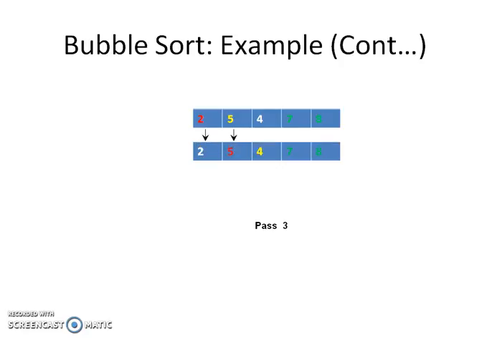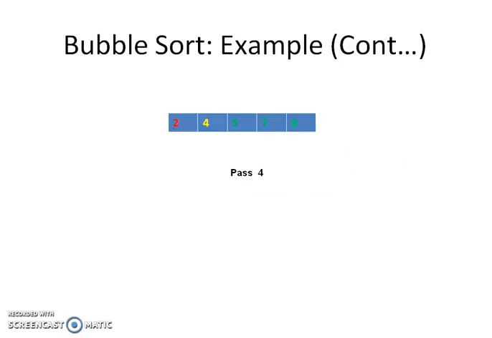So again we compare 2 and 5, and 2 is less than 5, so no swapping is required. Then we compare 5 and 4. 4 is less than 5, so we swap 4 and 5. And after this pass, 5, 7 and 8 will be in sorted order. Next we compare 2 and 4. 2 is less than 4, so no need to swap. So now after this pass, the array will be in sorted order: 2, 4, 5, 7 and 8.